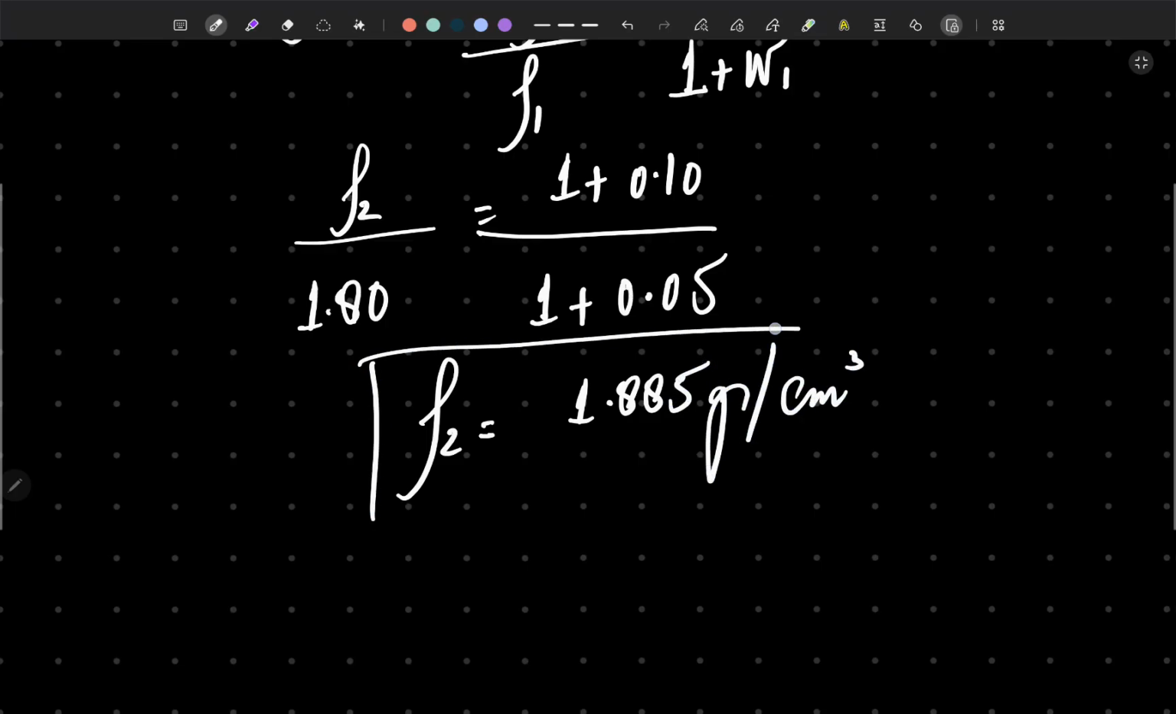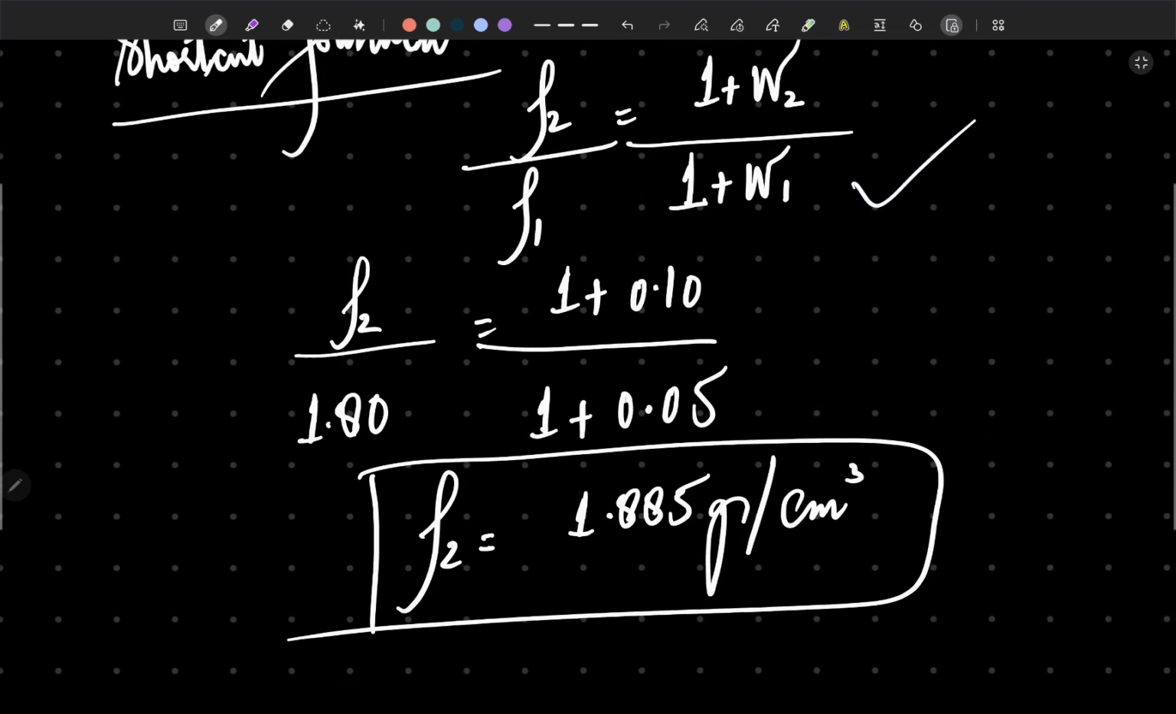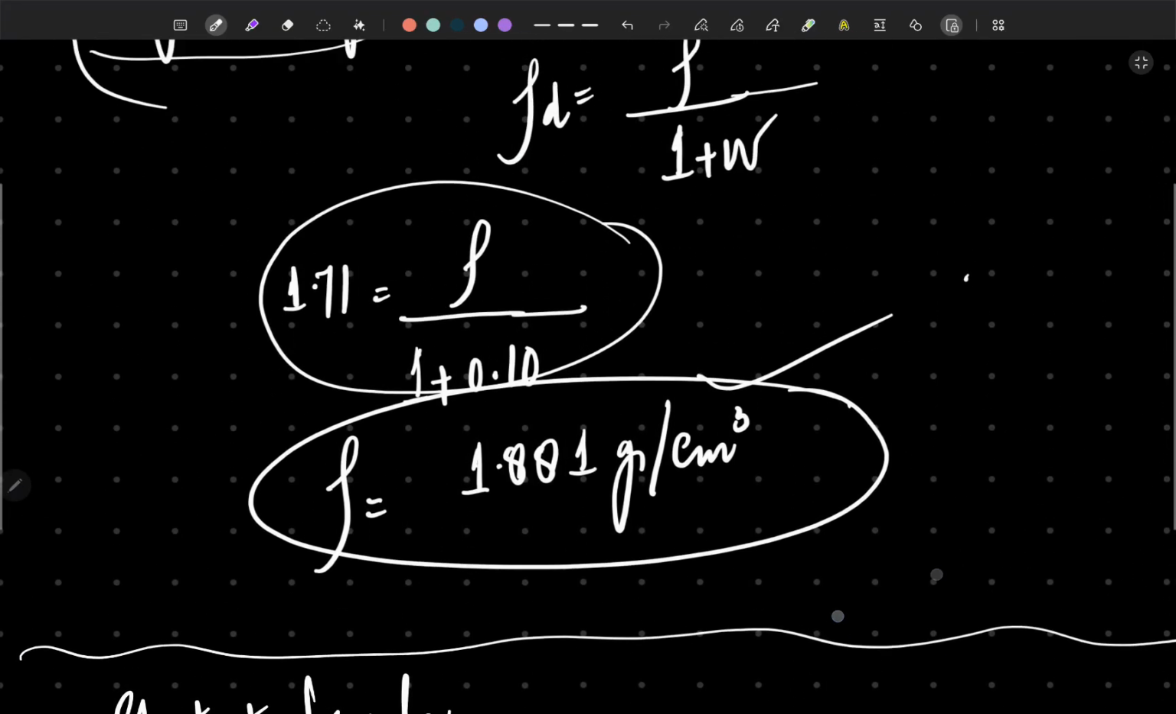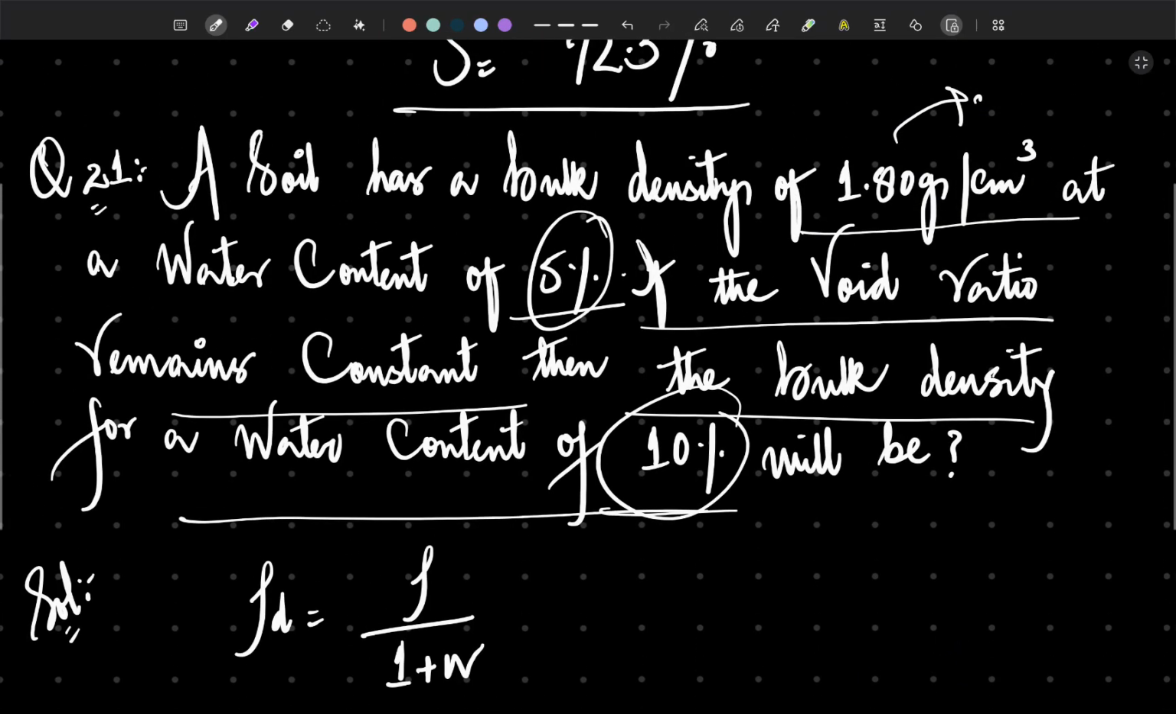So this is the alternative way of solving this question, by using the shortcut formula, as we use such formulas in competitive exams where we need to hurry up. We have limited time for each and every question. There we can use this shortcut formula and arrive at the bulk density at a different water content, if the void ratio remains constant. Alright, so we have completed this question. Now we'll do the next one.